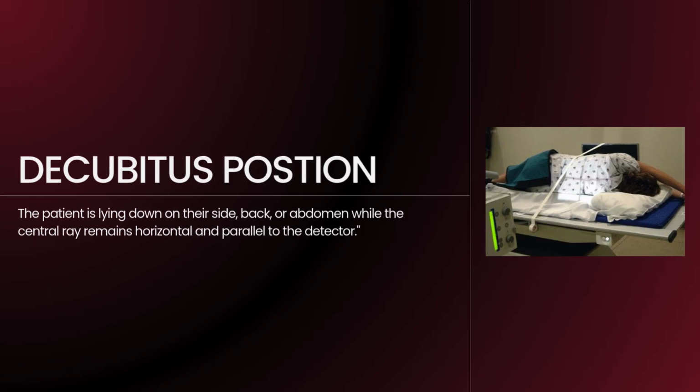So imagine a patient lying down like this. You can see that the detector is at the front of the patient's abdomen and the X-ray tube is behind at a horizontal plane. So with that, that's a simple description of what you call a decubitus view.